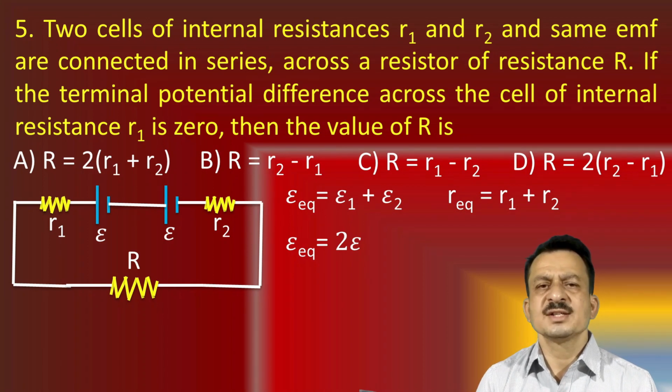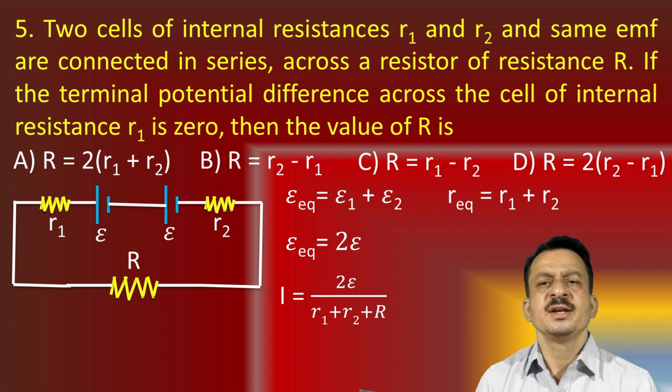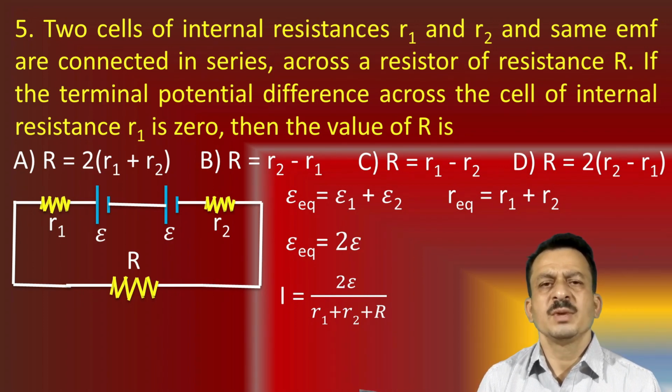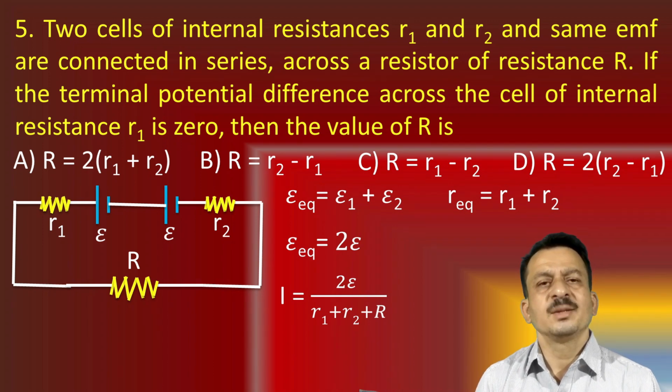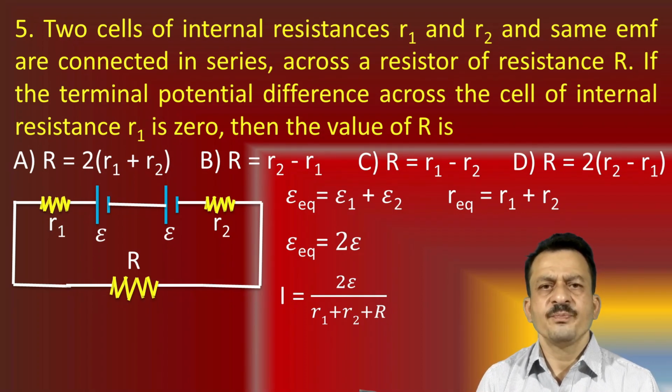Now we will work out what is the current flowing through the circuit. The current is given by total EMF divided by the total resistance, that is E equivalent divided by R equivalent plus capital R. Therefore that is 2E divided by small r1 plus R2 plus capital R. Now that is the current flowing through the circuit. In the problem they have given that the terminal potential across the cell having internal resistance R1 is 0.